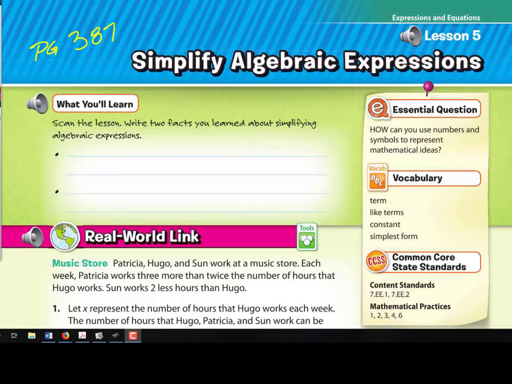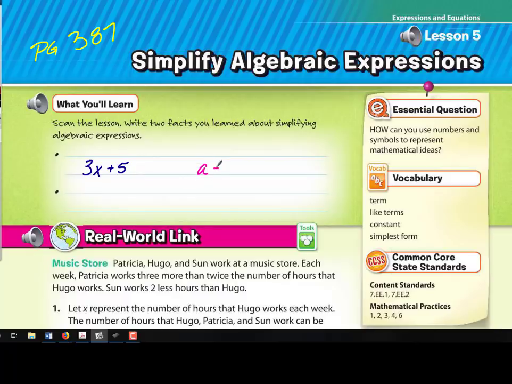All right, today we are looking at the concept of simplifying algebraic expressions. You should be on page 387. This is lesson 5. So we've talked a little bit about algebraic expressions. They are expressions that include both letter values and number values. So for example, 3x plus 5 is an algebraic expression.